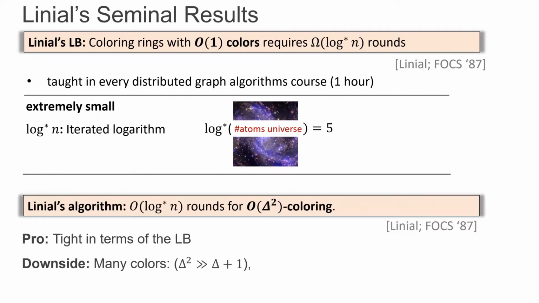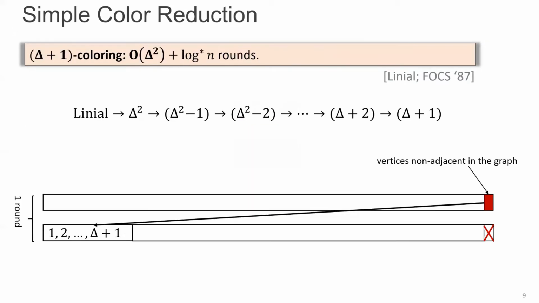But Linial also gave an upper bound, which also just uses log star of n rounds. And the downside of this upper bound is that it doesn't compute the delta plus 1 coloring, but only a delta squared or order of delta squared coloring. So this algorithm is really good because its runtime is tight in terms of the lower bound, but it uses many colors. But now, note that you can easily go to a delta plus 1 coloring by just spending one round to reduce one color.